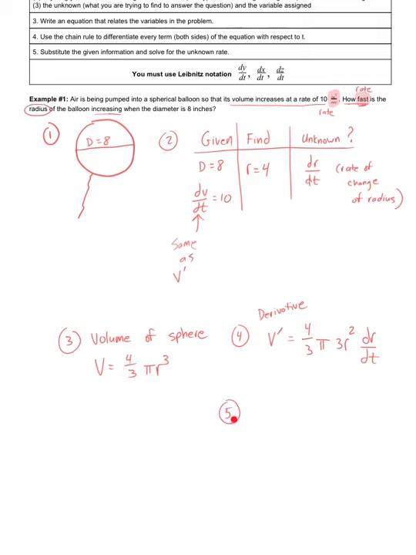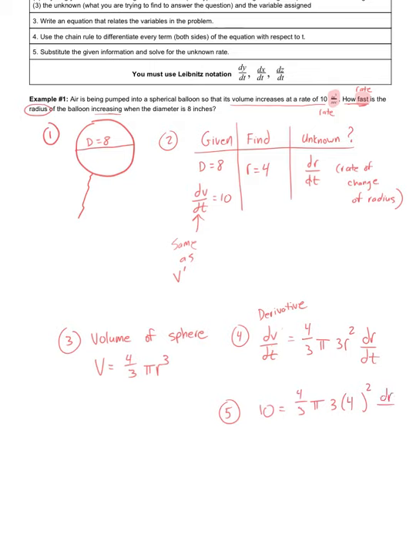V prime, now again, we're going to use Leibniz notation, so we're going to change this. V prime is the same, of course, as dV/dt. So we have dV/dt here. This dV/dt represents the rate of change of volume, and we have that right here. So we're going to plug in 10 right there. 4/3 pi, of course, just comes down. The 3 comes down. We know that the radius is 4. I can plug that in for the radius.